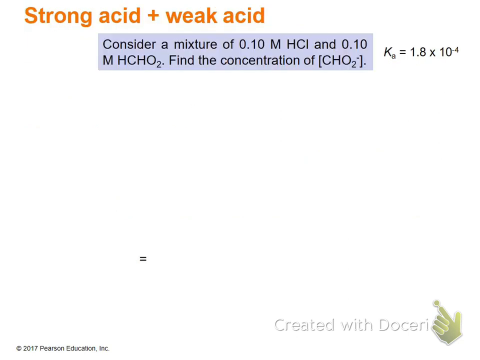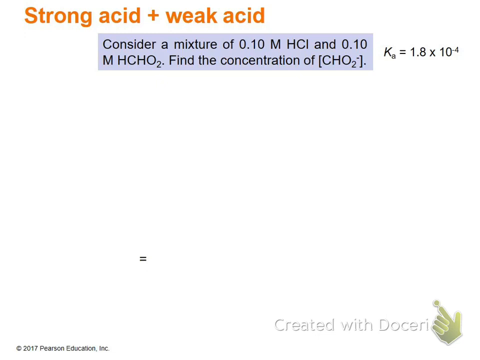So let's look at an example here between a strong acid and a weak acid. Consider a mixture of 0.10 molar hydrochloric acid and 0.10 molar formic acid. So here formic acid is the weak acid, hydrochloric is the strong acid. And we're given the Ka value here of formic acid. Because the Ka value of hydrochloric acid is a lot greater than 1, it's actually in the millions.